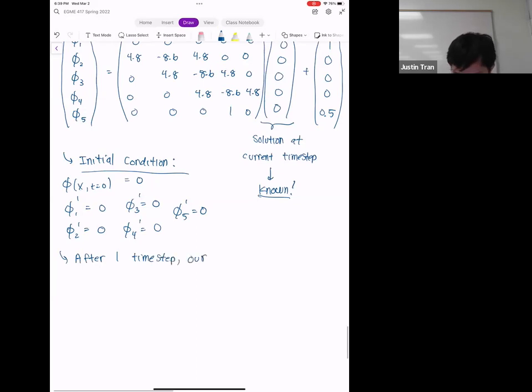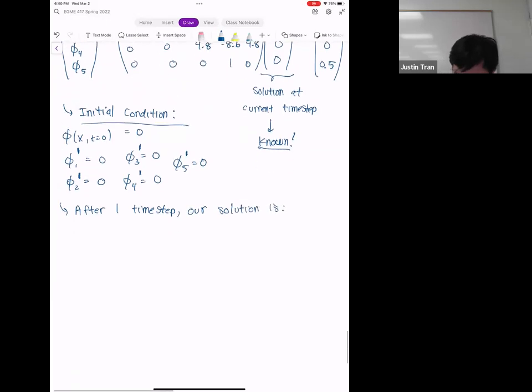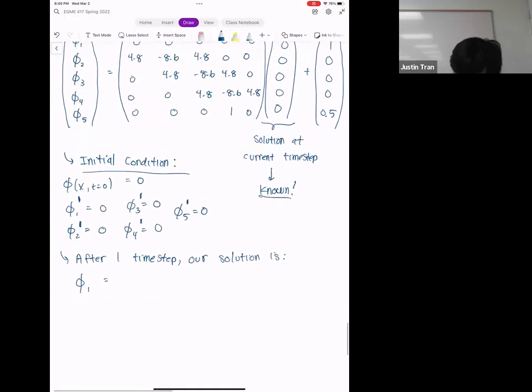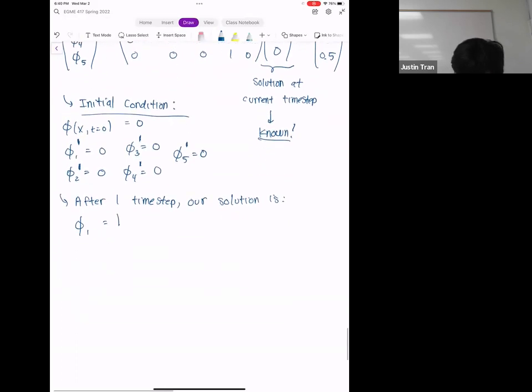our solution is, these exponents here are 1s, and that's to indicate the very first time step. So after one time step, our solution is V1 is equal to 1. V2 is equal to 0. V3 is equal to 0. V4 is equal to 0. And V5 is equal to 0.5. And since we advanced this one time step, the time index for all of these would be 2.